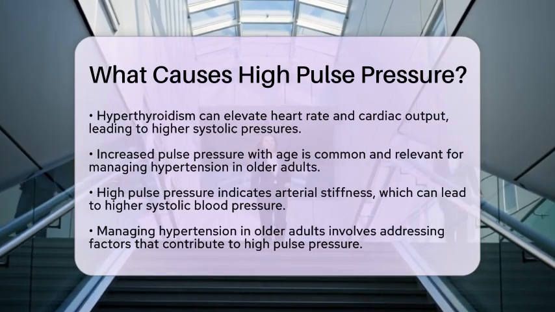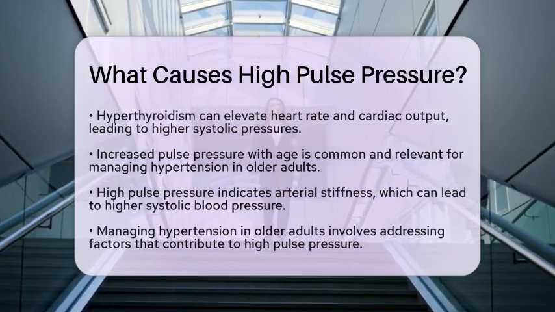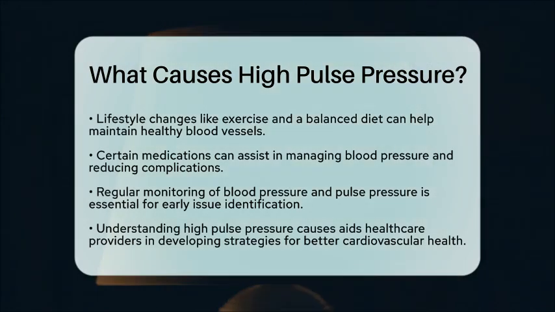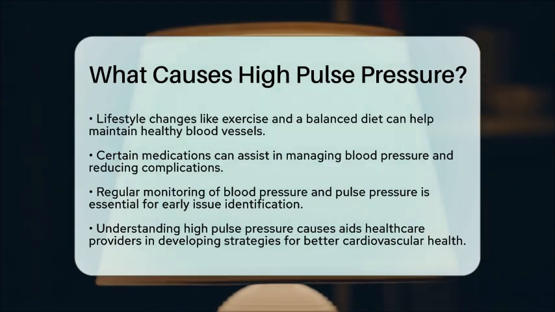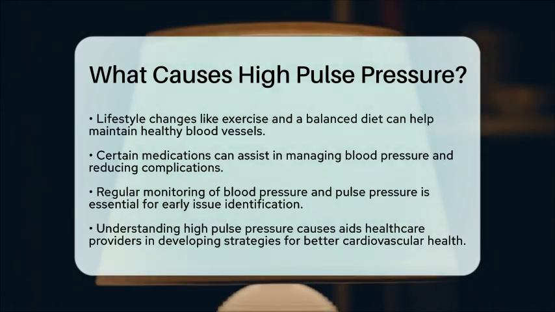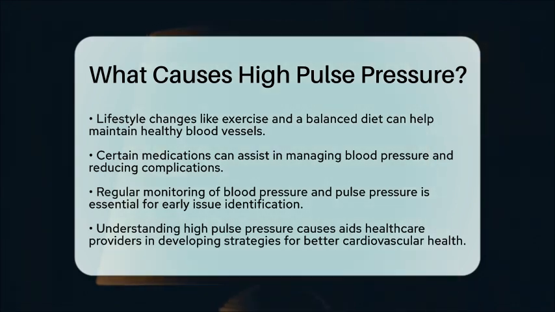To manage hypertension effectively in older adults, it is essential to address factors that contribute to high pulse pressure. This can include lifestyle changes such as regular exercise and a balanced diet to maintain healthy blood vessels and reduce arterial stiffness. Certain medications can also help manage blood pressure and decrease the risk of complications associated with high pulse pressure.